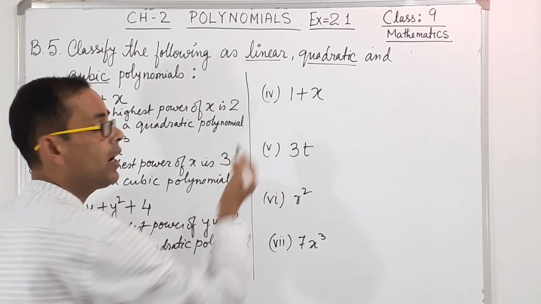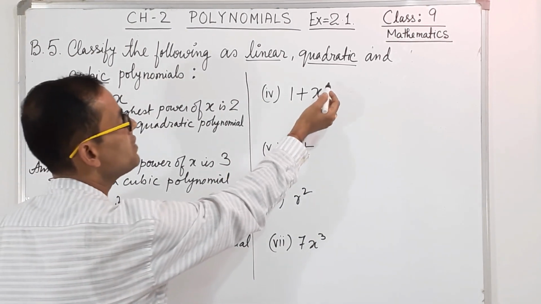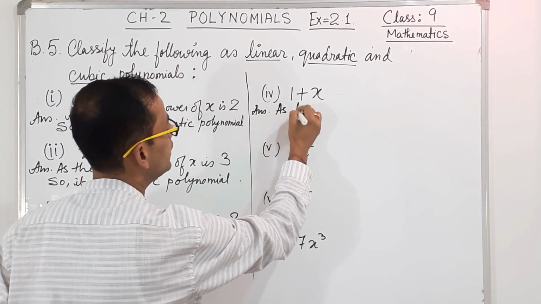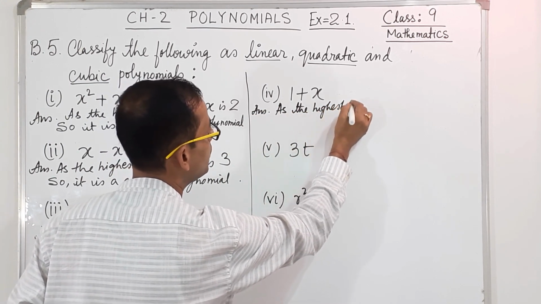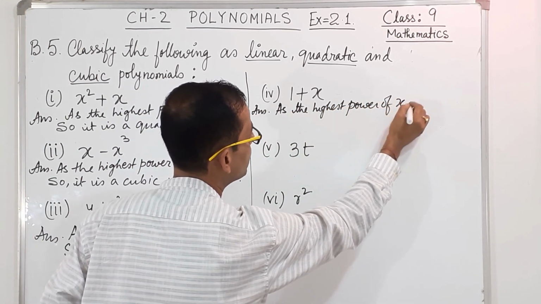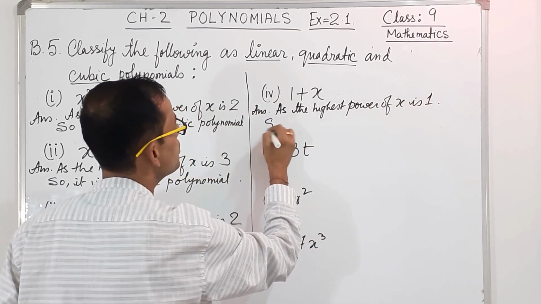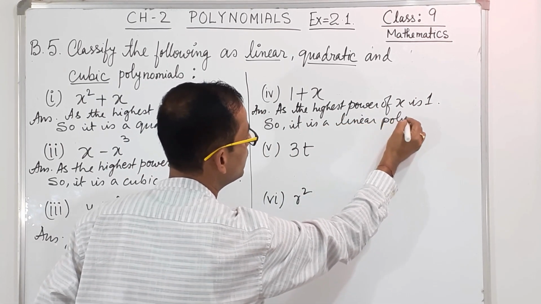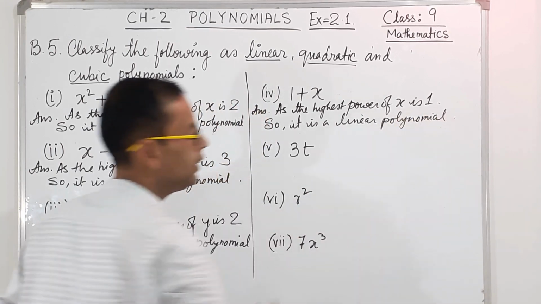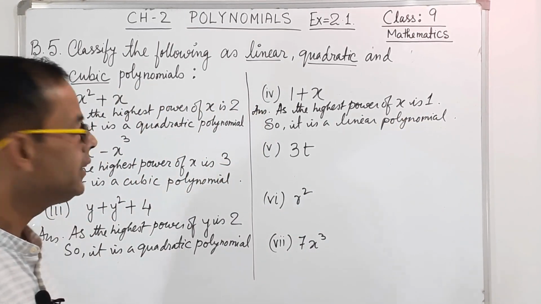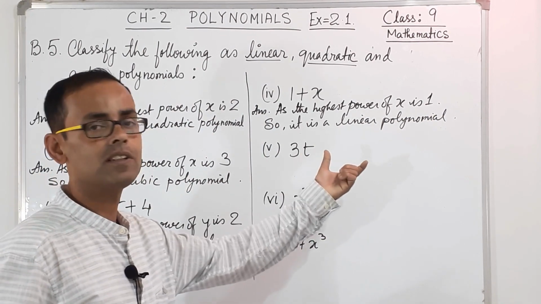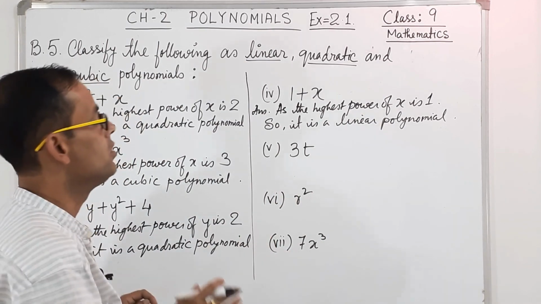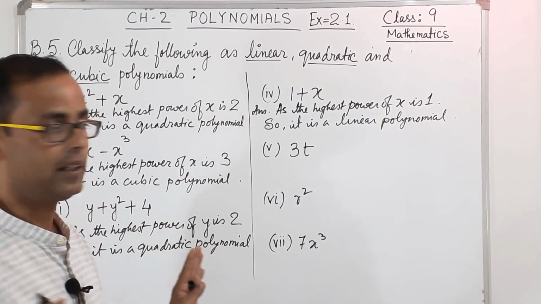Now next one, Roman 4. You see here 1 written. 1 means 1 into x to the power 0 plus x means x to the power 1. So 1 is the highest. So here also we can write the answer as the highest power of x is 1. So it is a linear polynomial. If you only write linear polynomial, saying in one word and writing in a sentence are two different things. But if you write only linear polynomial, it is correct, it is not wrong.